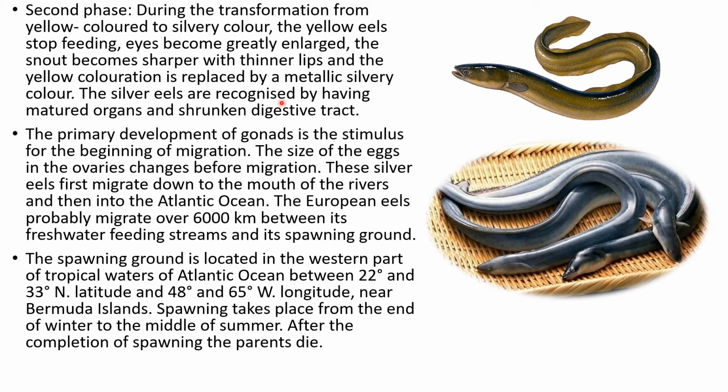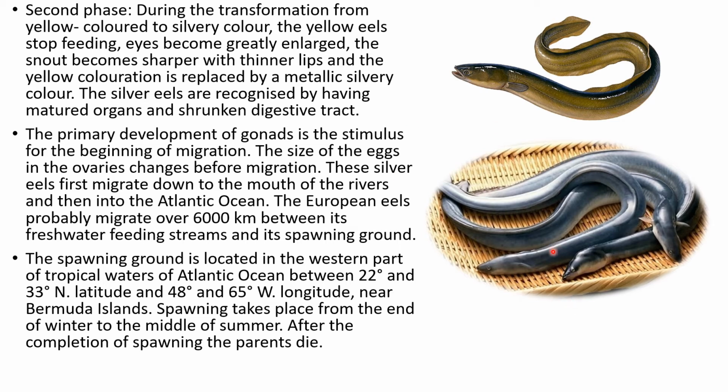See, we have discussed in the previous slides that these yellow varieties are voracious feeders. They feed on fish and other things. Hence, their digestive tract and lips are functional. But as they transform from their yellow colored form to the silver colored forms, you can see that the snout becomes more and more pointed, and the lips become very thin, and the digestive tract becomes shrunken because they don't eat anymore.